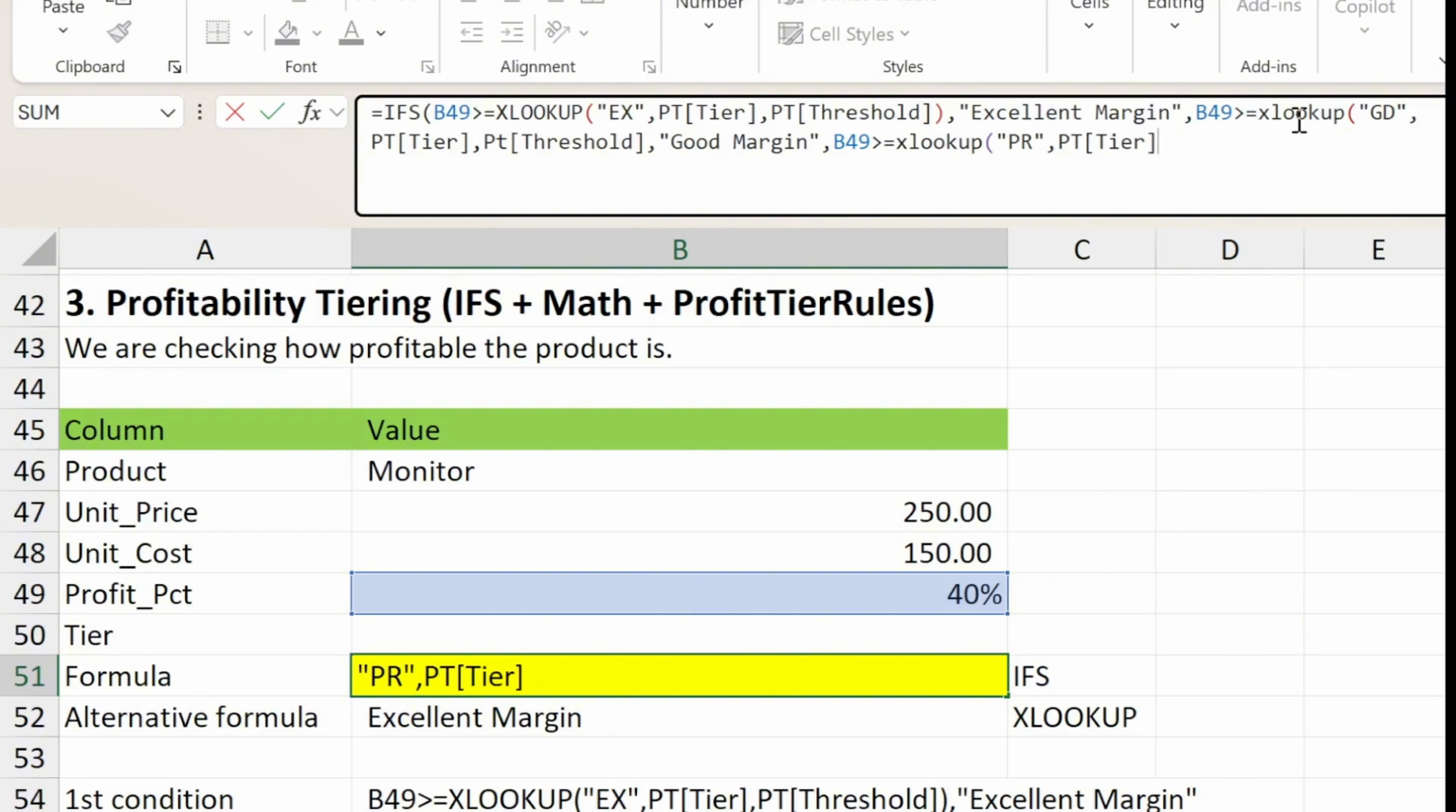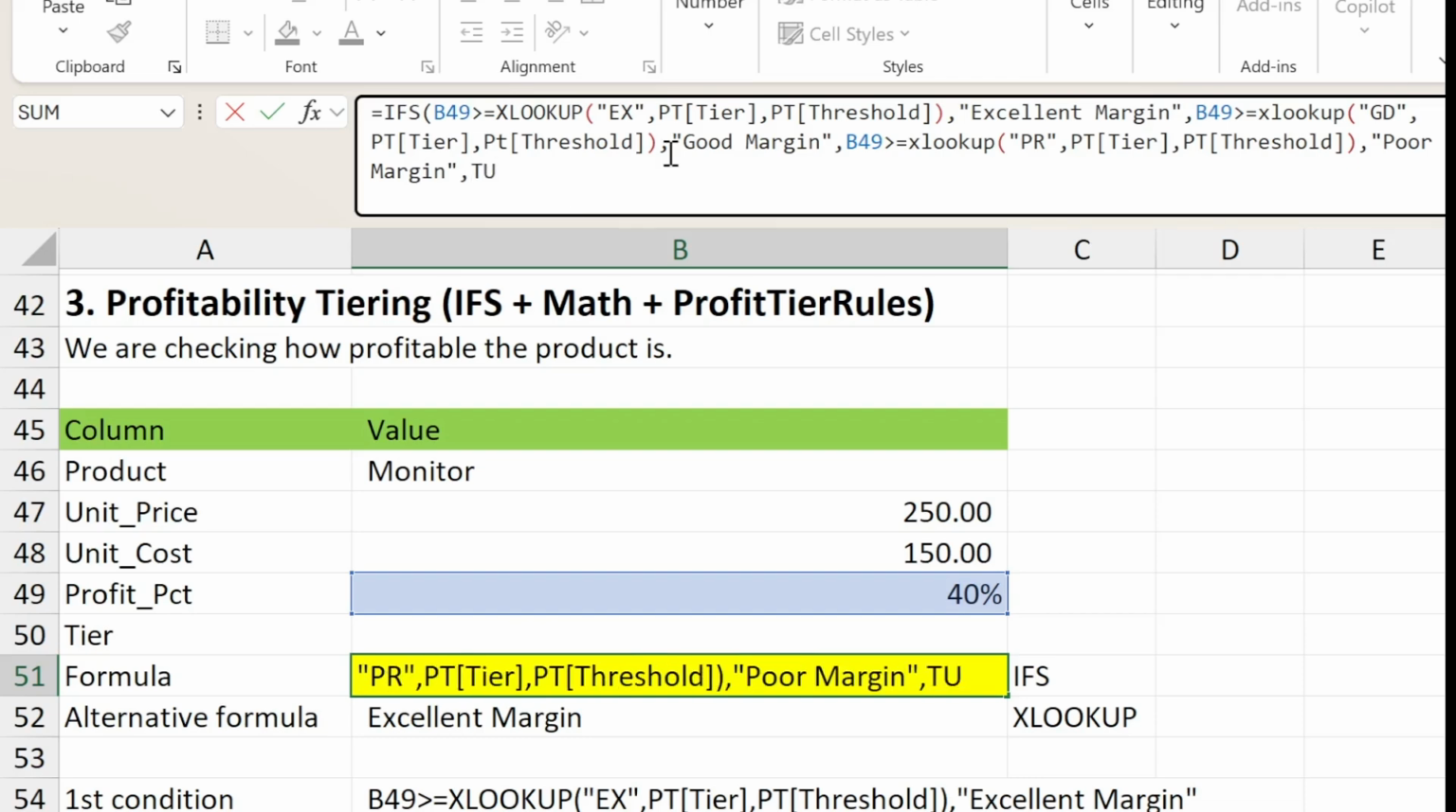In the sample data monitor has a unit price of 250 and a unit cost of 150 which gives a profit percentage of 0.4, which is 40%. This meets the excellent margin threshold so IFS returns excellent margin. This example shows how IFS can classify results based on sequential conditions.